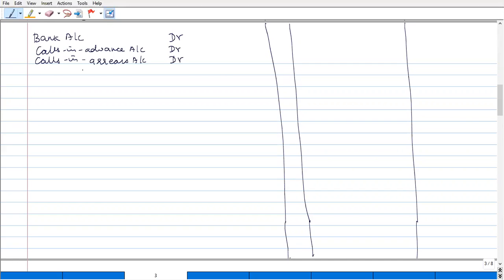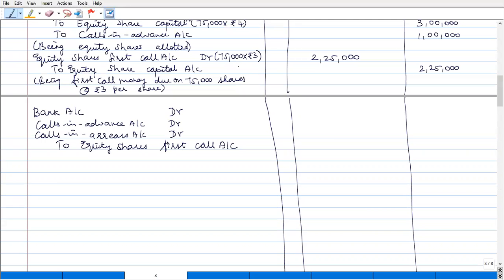To equity shares first call. Now for this equity shares first call, we should have received 2,25,000. Out of this we have calls in arrears of 1,250 rupees, and we also have adjusted 1 lakh towards the first call, so that is calls in advance. Now the balancing figure is the amount received in the bank, 1,23,750. Okay, so we'll write the narration.